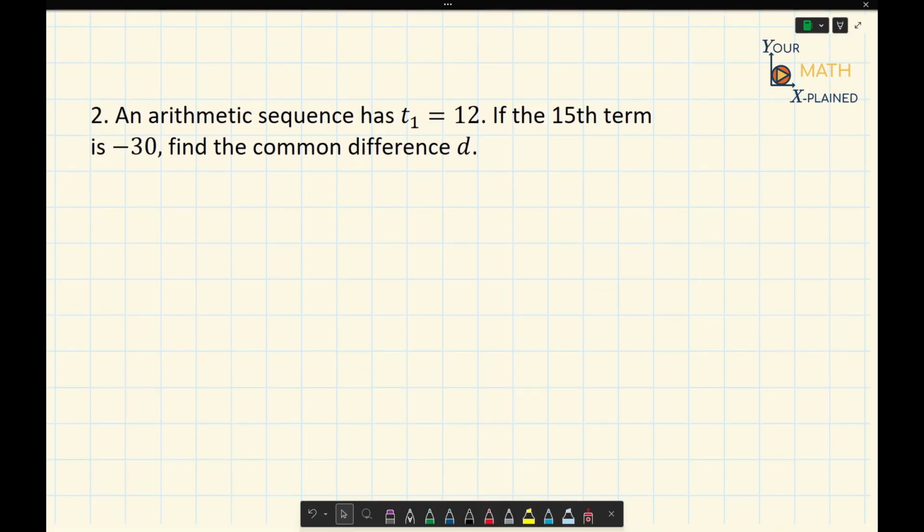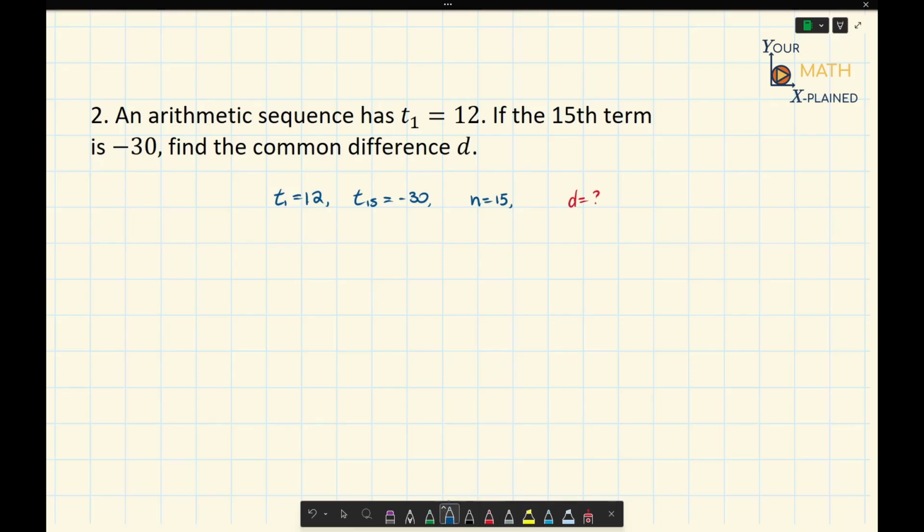So for this question, we're given that an arithmetic sequence has a t sub 1 of 12, meaning the first term has a value of 12. And we're also given that the 15th term has a value of negative 30. And we're asked to find what the common difference d is. So again, we're going to start by writing down the information that we have, which is t sub 1 is equal to 12, t sub 15 is equal to negative 30, and because we're given the 15th term, we know that n is equal to 15. And what we're trying to find is the common difference d.